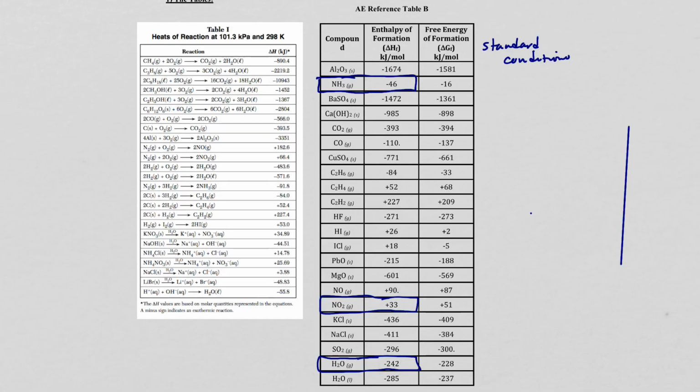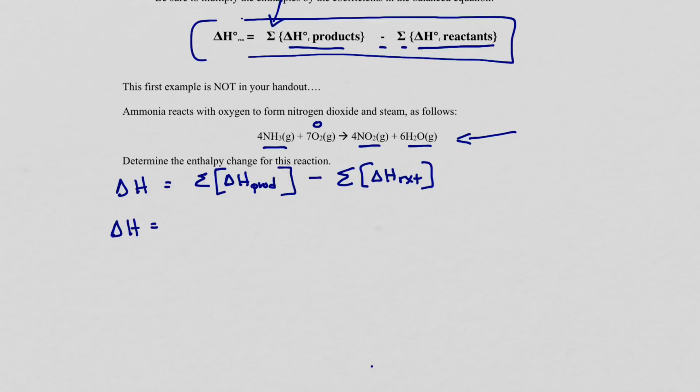And here I have circled the compounds that we need the enthalpies for. And if you're wondering about this free energy column, we'll get to that later this unit. Right now we're focusing on the enthalpies of formation. Notice that the unit is kilojoules per mole. That's going to be important. Okay, so take note of those as we go back and look at the problem.